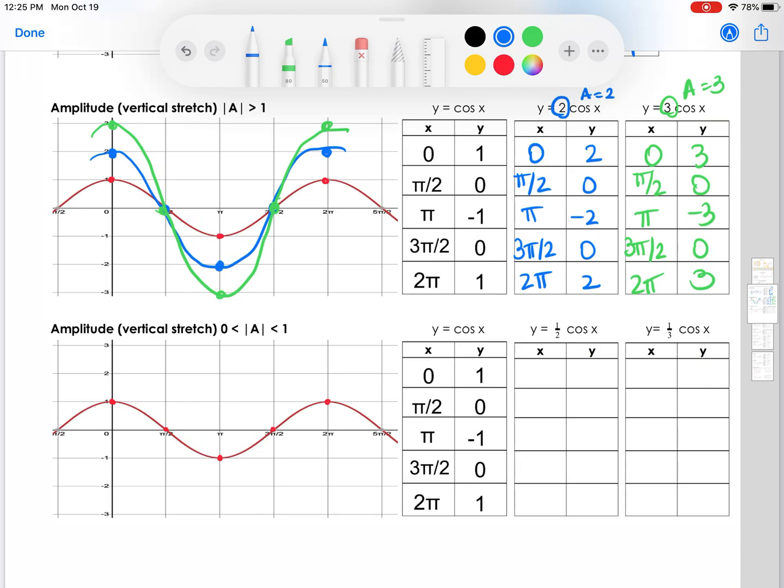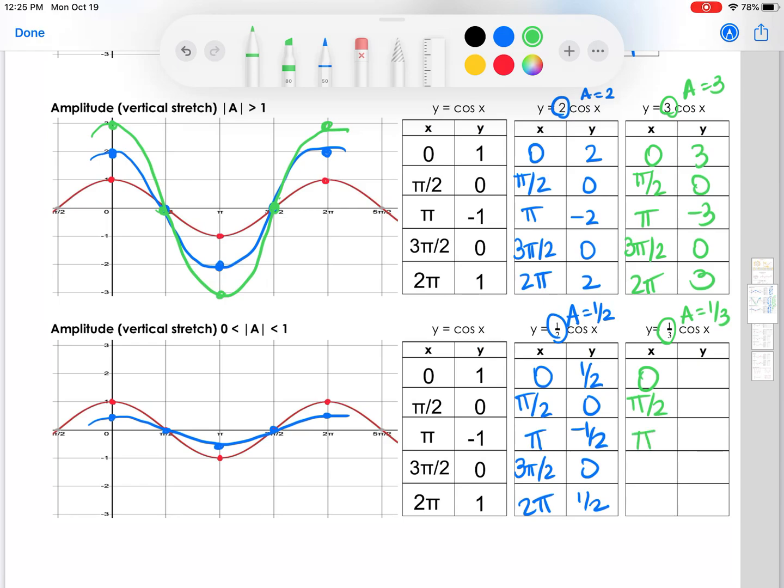Okay. For the next one, when we have fractions, it's very similar. Just remember, we're multiplying by a half, which is actually going to make it smaller. So my A is 1/2 here. Again, it's going to stay exactly the same for the x values. I'm just multiplying by a half. So that's a half, 0, negative a half, 0, a half. It's going to be half as tall.